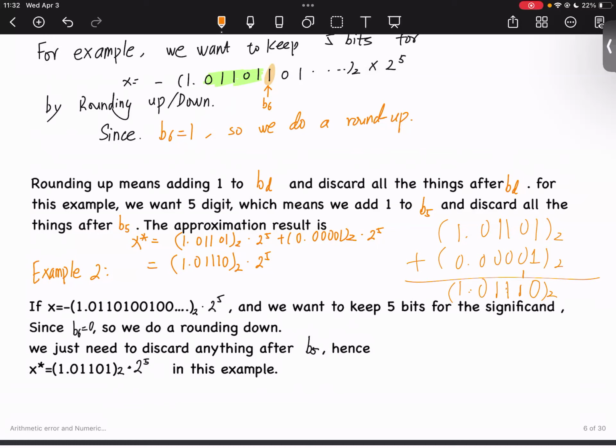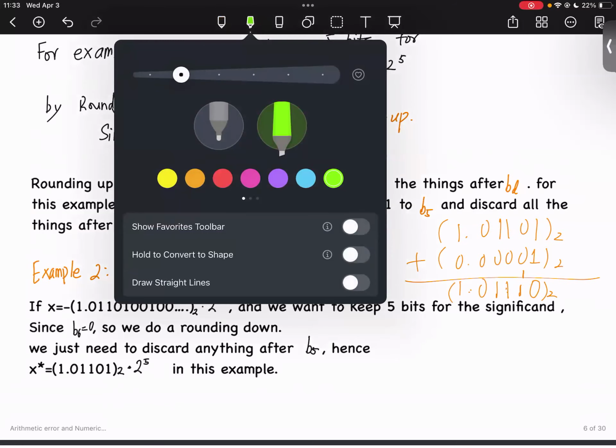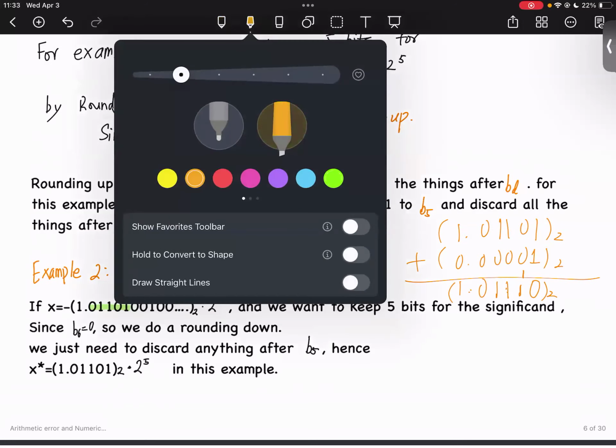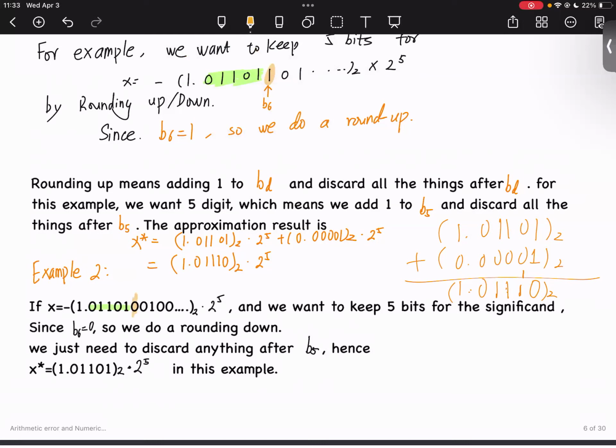If these are the numbers I have on record, and I want to keep the 5 significant bits, then we are going to do some rounding up or rounding down. So let's look at the first 5 places. The first 5 places look like this: 0, 1, 1, 0, 1. And then what is the 6th place? The 6th place is this one. So this is the first 5 bits, and this is the 6th bit.